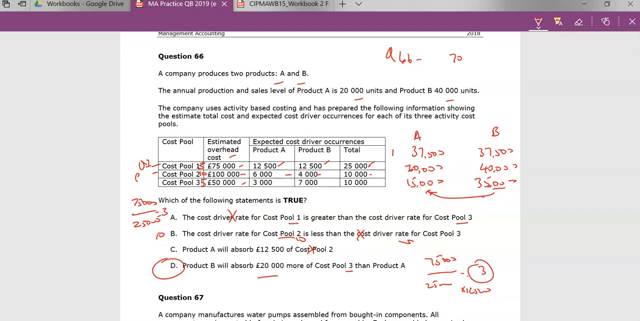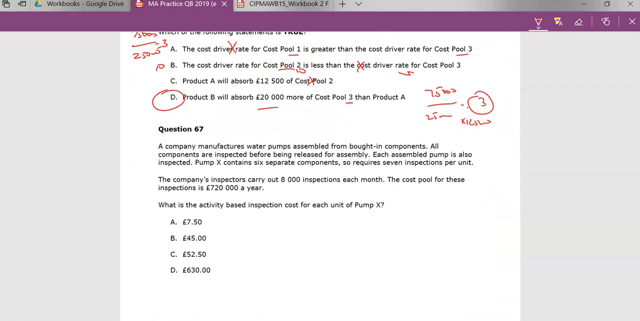So always, I guess, read the question. I've just gone ahead and done a number of things. Here we have a company that manufactures water pumps assembled from bought-in components. All components are inspected before release. Each assembled pump is inspected. Pump X contains 6 separate components.